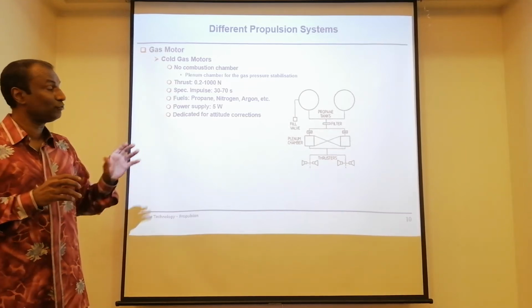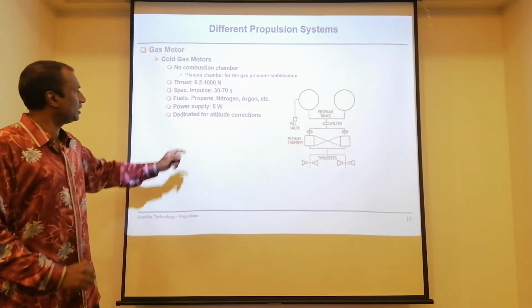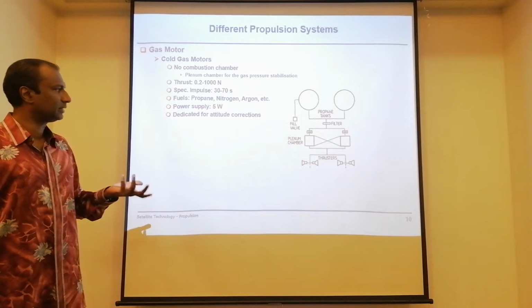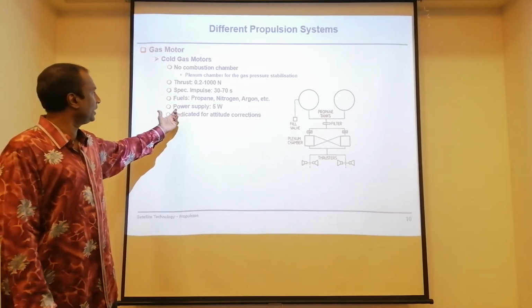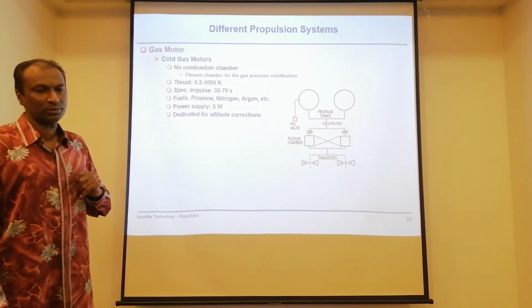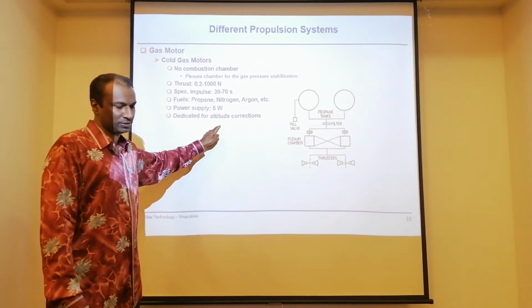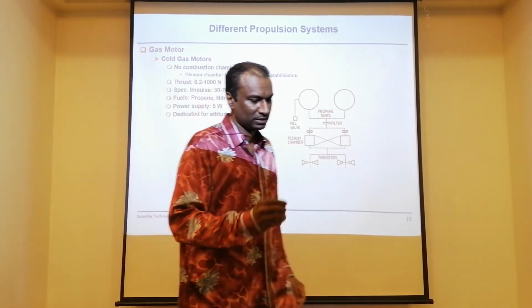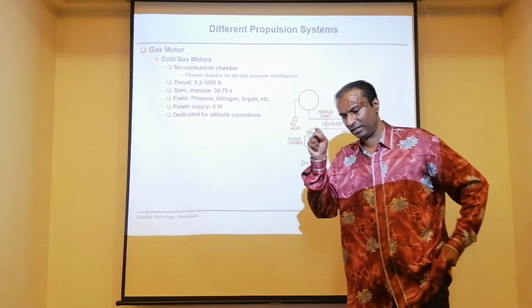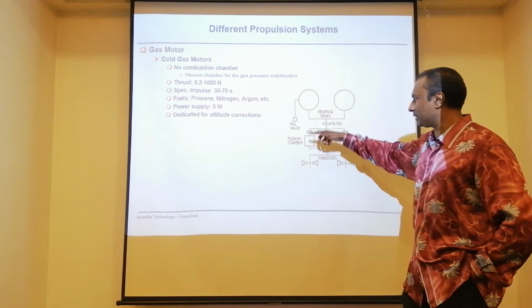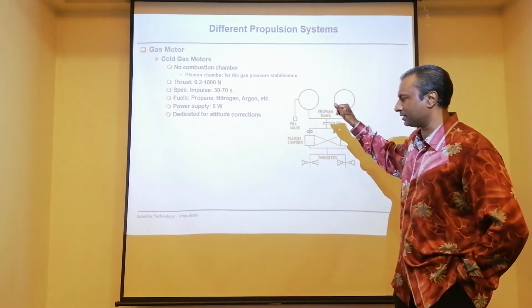We don't need that. Normally, these are the very compact ones. Fuels are propane, nitrogen, argon gas. It's in gas form, and power supply is 5 watts, dedicated for attitude correction. So 5 watts means what? You need the actual electrical power in order to ignite. So that's what it means. It's a simple diagram.